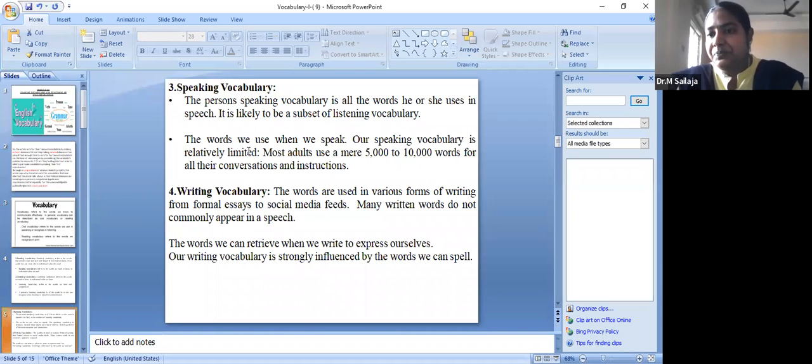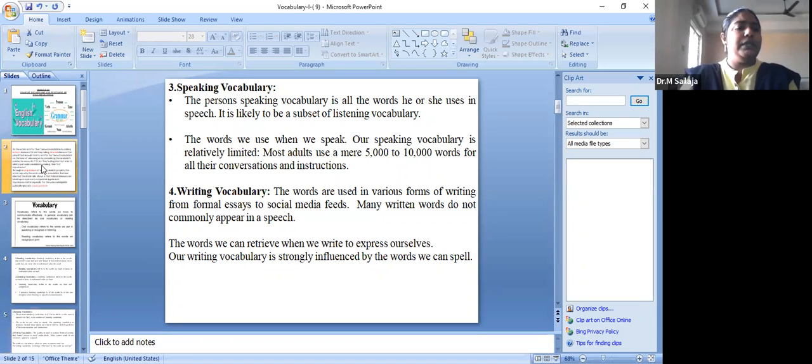Speaking vocabulary. Being a speaker, instead of speaking in an informal or general manner, if you are able to use new vocabulary words, those words must be understandable to your listeners. Those words must be very easy to understand and easy to use. Those words should not be very critical.